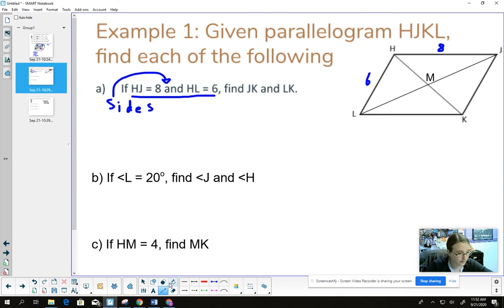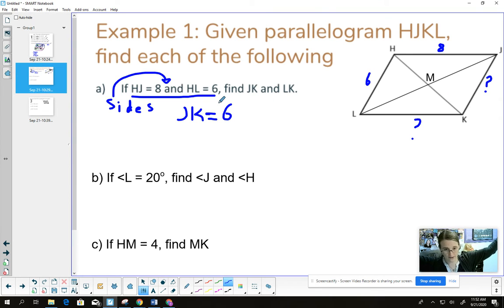So looking back here, if I'm trying to find JK, which is here, and I'm trying to find LK, which is here, well, again, I'm given sides and I'm looking for sides. And based on the properties we just wrote down, we know that opposite sides are congruent. So if I want to find JK, look at the side that JK is opposite to. JK is opposite to which side? HL. So those are the opposite sides. They are congruent. Therefore, JK is 6. Super easy. The answer is there, right?